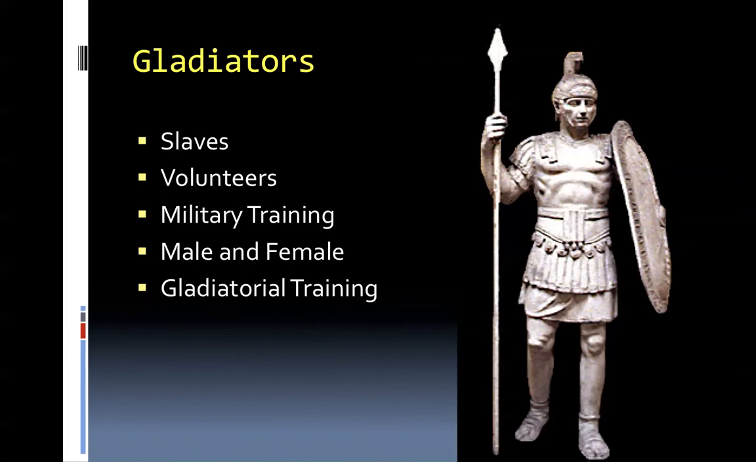Gladiators could be slaves, people who were captured in war and perhaps had some kind of potential for being a good arena fighter. Volunteers, people volunteered to be gladiators. If they became gladiators, they might wind up getting some kind of financial benefit. If they were slaves and they volunteered to be gladiators, they could actually win their freedom. Most gladiators had some kind of military training because this is military fare. We are trying to somehow represent military activity.